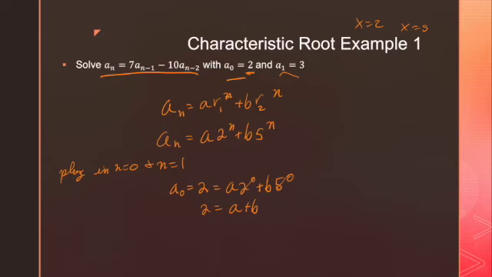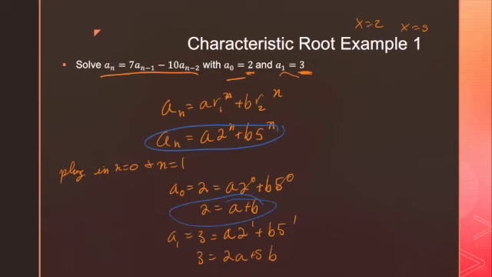That's my first equation. Next, I'm going to plug in n equals 1. So I have a sub 1 is 3, which is a times 2 to the first plus b times 5 to the first. So I get 3 equals 2a plus 5b. Here I have my system of two equations. And we can solve these any way you'd like. You could solve them by substitution, you could solve them by elimination. I'm going to solve this system by substitution.